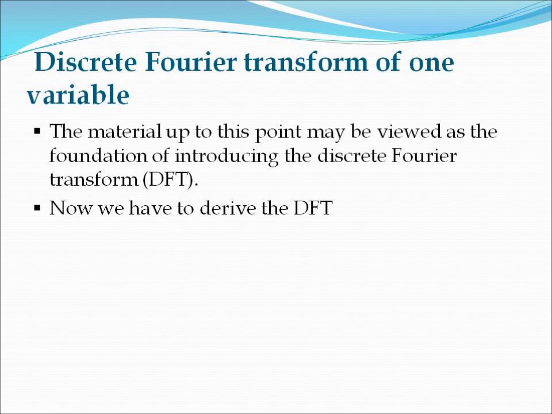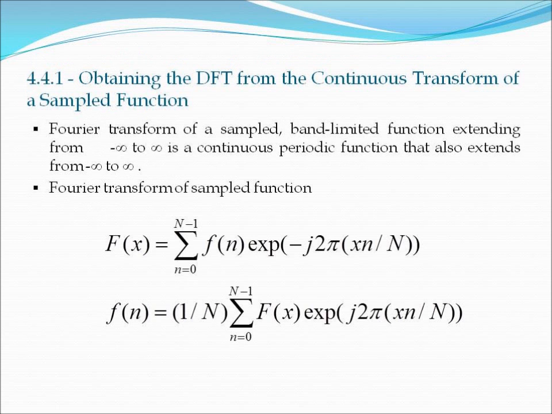Up till now, we have learned about the basic tools and techniques that are involved in determining the Fourier transform of one continuous variable. Now, with the help of the same tools along with the sampling theorem, we are going to determine the discrete Fourier transform of one variable. So what we are going to do is to obtain the discrete Fourier transform from the continuous transform of a sample function.